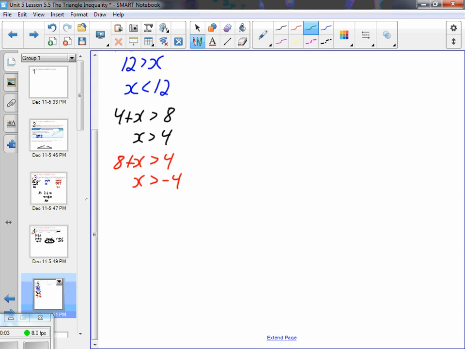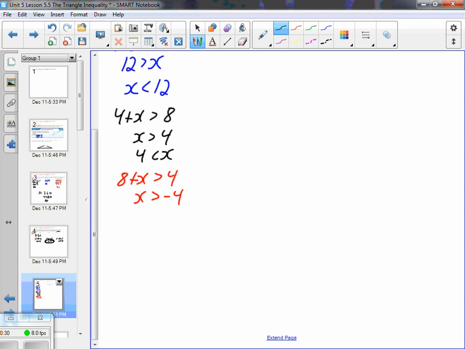I want you to write what's called a compound inequality. With a compound inequality, we always use less than signs. So, even though we like to have x on the left, since a compound inequality always uses less than signs, that x is greater than 4, I need to turn that into 4 is less than x. A compound inequality always uses less than signs.